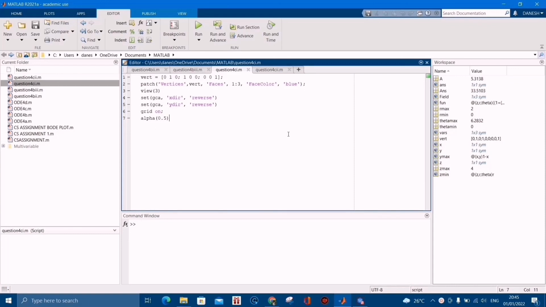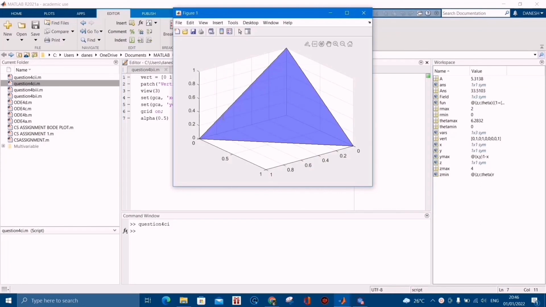So the code will be vert equals [0 1 0; 1 0 0; 0 0 1]. Patch with vertices vert and faces [1 2 3]. The face color will be blue. For the view, we are using two set commands, which are x direction reverse and y direction reverse. Grid on, alpha 0.5. So let's run. So this will be our output.